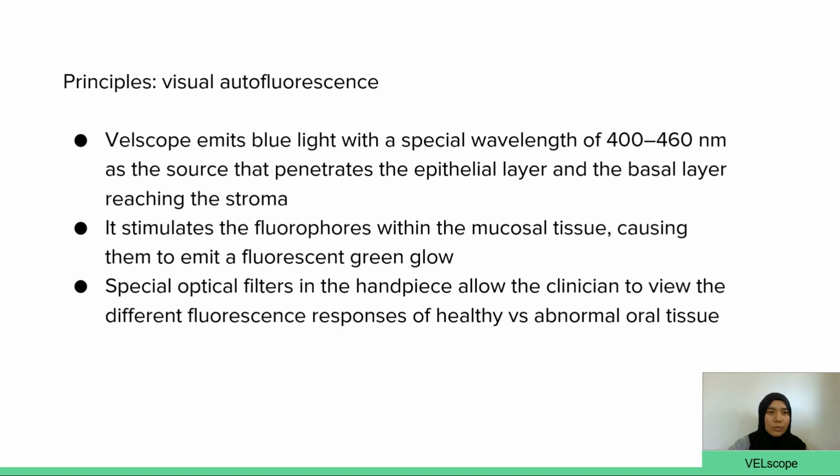So Velscope works on the principle of visual autofluorescence, and it emits blue light with a special wavelength of 400 to 416 nanometers as the source that penetrates the epithelial layer and the basal layer, reaching the stroma. It will stimulate the fluorophores within the mucosal tissue, causing them to emit a fluorescent green glow, and special optical filters in the handpiece will allow the clinician to view the different fluorescence responses of healthy and abnormal oral tissues.